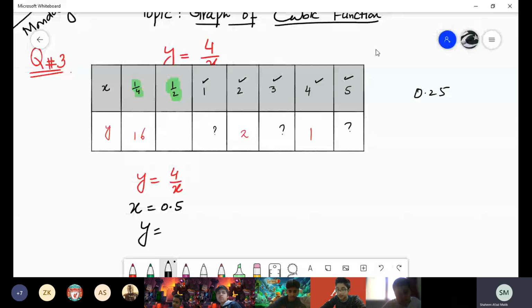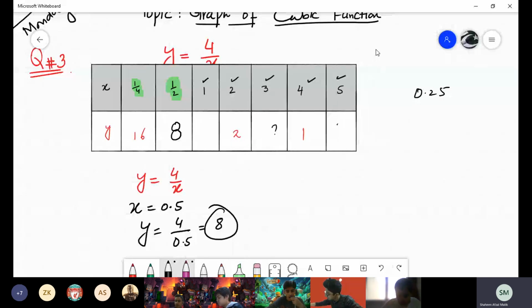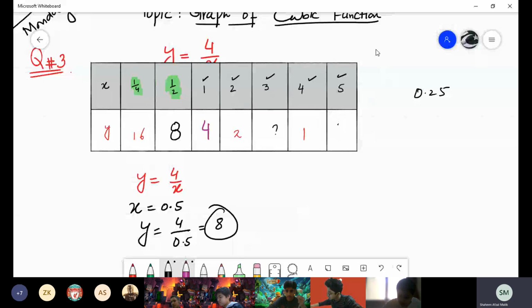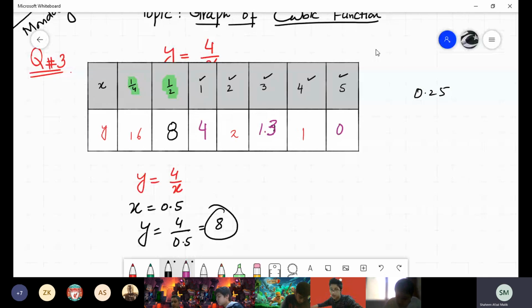Ma'am, the y value for 1 is 4. Okay, just wait. For 1 by 2, we find it's 8. For 1, it is? Yes, boys? 4, ma'am. Okay, for 1 it's 4. For 3, it is 1.3. Yes, ma'am, 1.3. And for 5, 0.8. Ma'am, I did it directly on the calculator. I got the same answers.